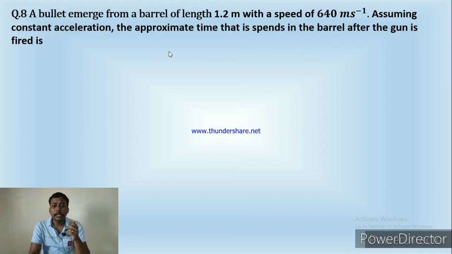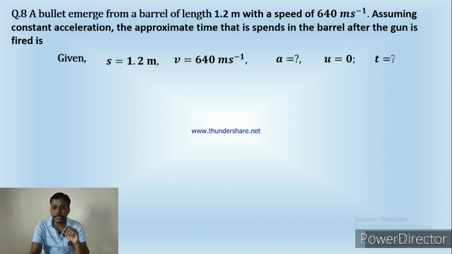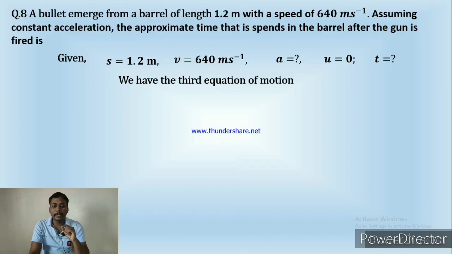Given is the length of the barrel, S is equal to 1.2 meter, speed V is equal to 640 meter per second, constant acceleration a, and initial velocity u is 0 here because the bullet is at rest, and we have to determine the time. So we have the third equation of motion: 2as is equal to v² minus u². From this we can calculate a.